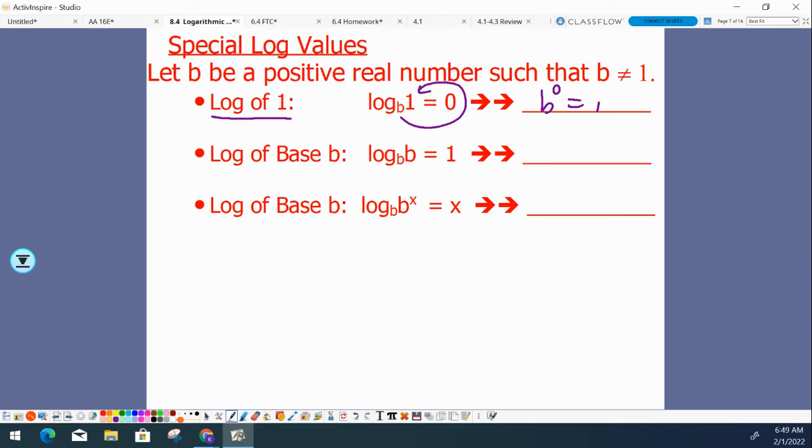If you take log of the same base, this exponent is 1. So b raised to the first will always equal b to the first. If the base of the log matches the base of the exponent, the answer will always be the exponent, because if I rewrite this, b to the x equals b to the x.